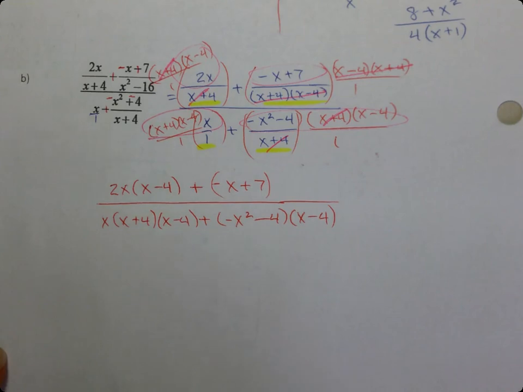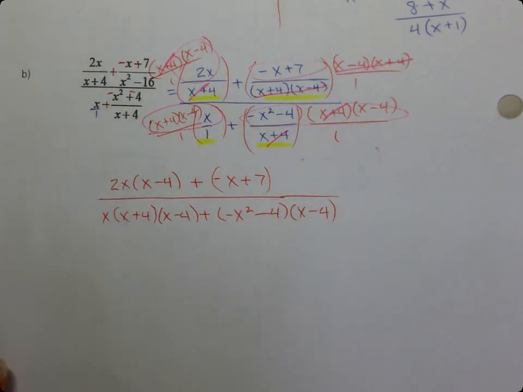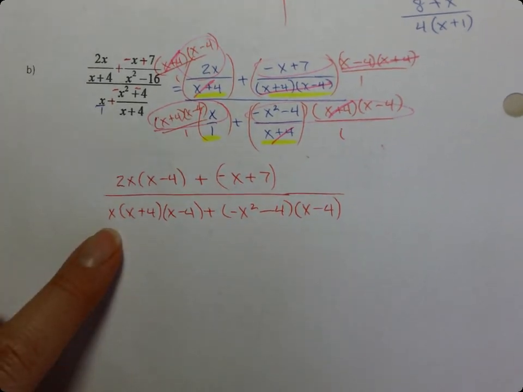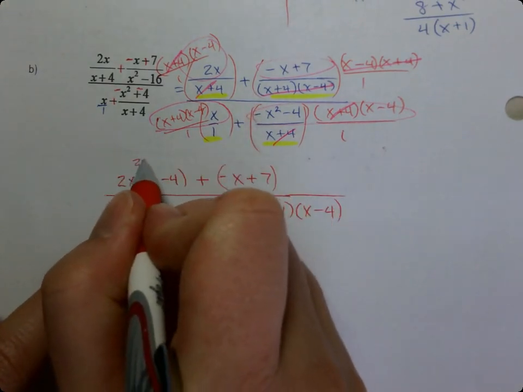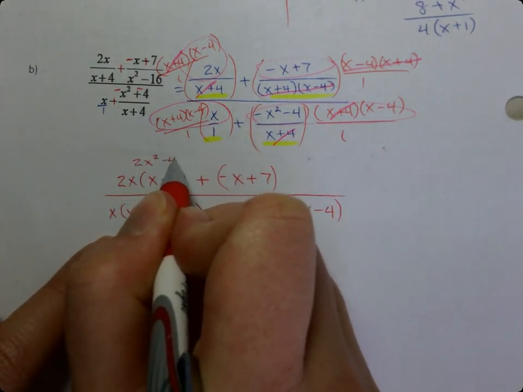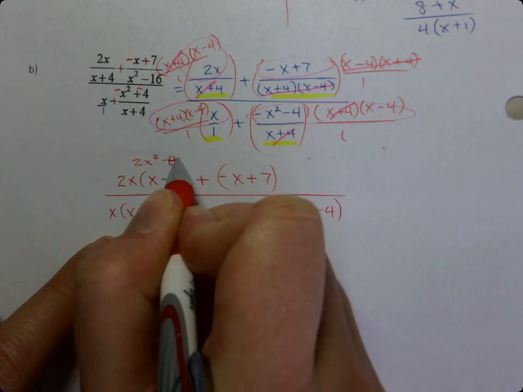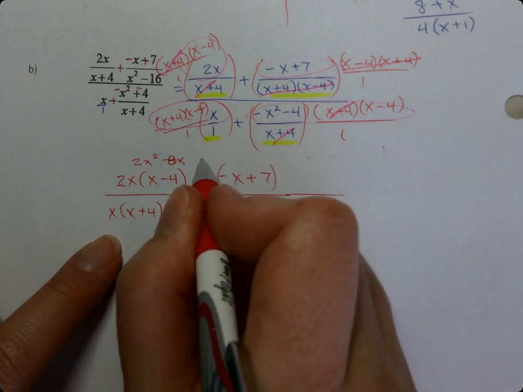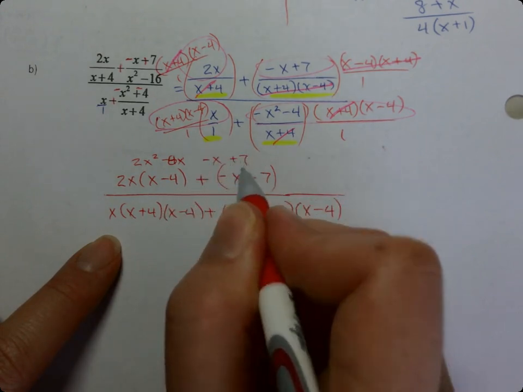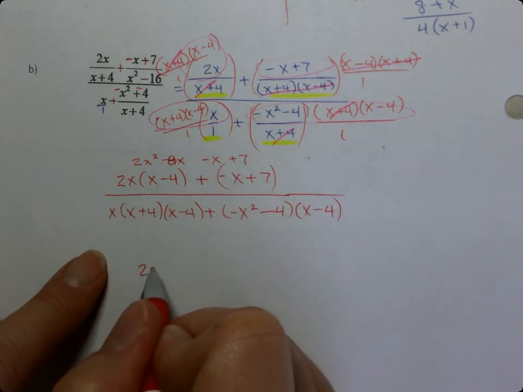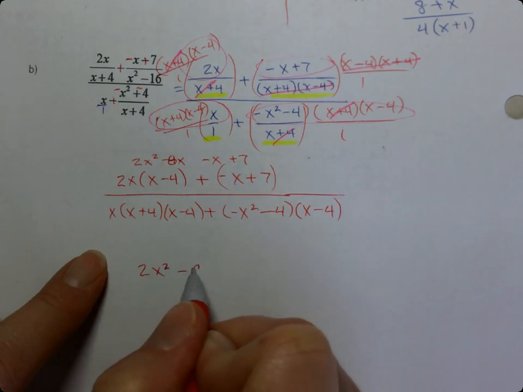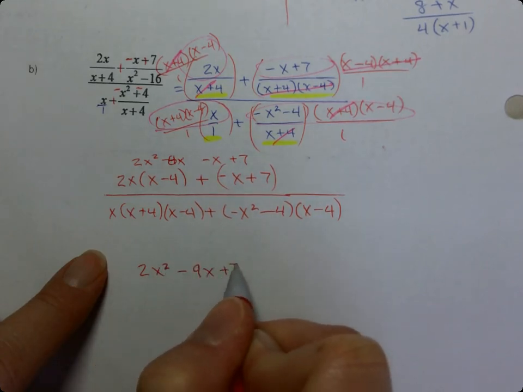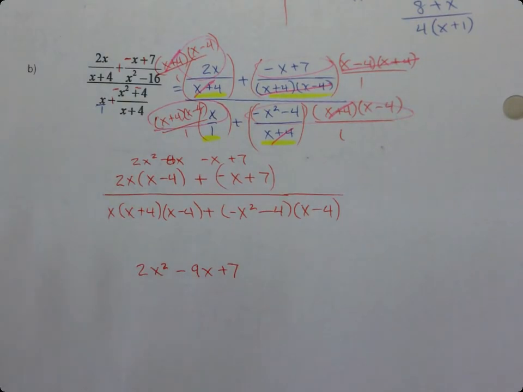Now I have to clean it up, guys. How you clean it up is your choice. I'm going to clean this above it and say, hey, this is 2x squared minus 4x. No, 8x, right? Distribute: 2x squared minus 8x minus x plus 7. So clean that all up. I end up with 2x squared minus 9x plus 7. Did you happen to find it out?